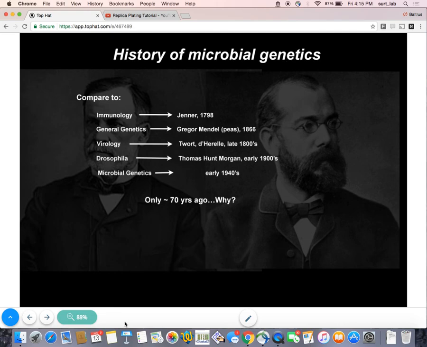So why do you guys think that people wouldn't give microbes a thought before like the 1940s? What would be holding it up compared to other things that have genetics?